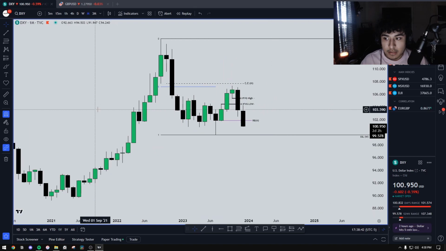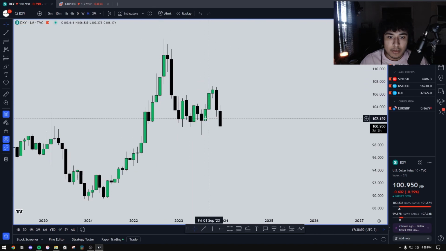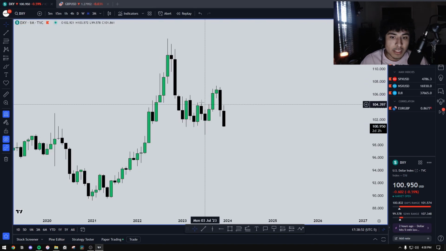So for the dollar, if I hide all the drawings, you can see on the 3-month or monthly chart that we're more inside of a range bound market. We took out buy side, hit the sell side imbalance, now we're dropping, and now we're aiming for the sell side liquidity down here.